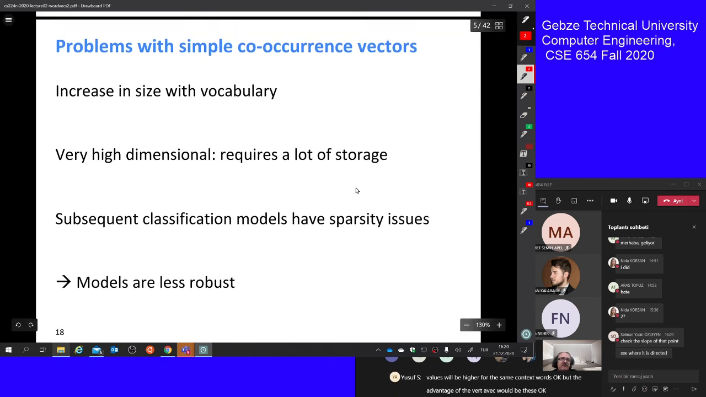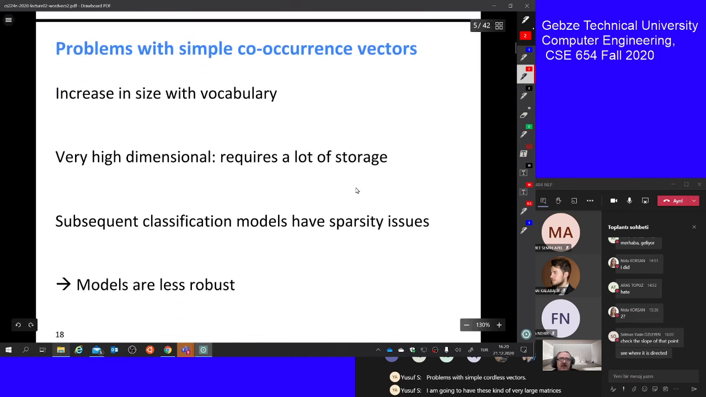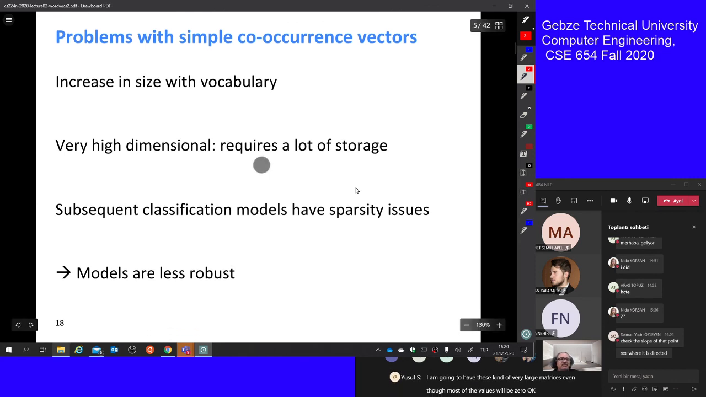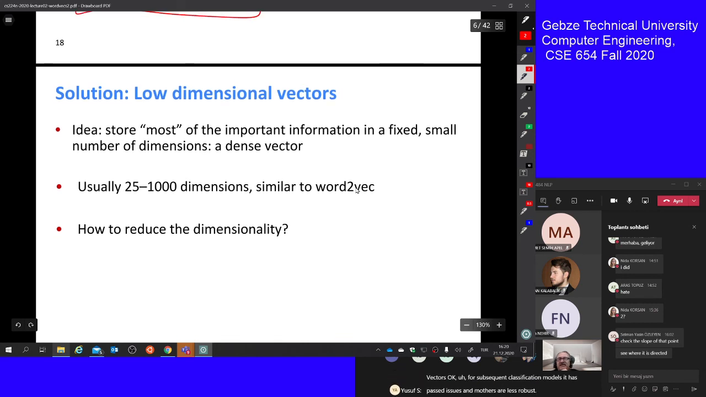Problems with simple co-occurrence vectors: I am going to have very large matrices, even though most of the values will be 0. It requires a lot of storage for the high dimensional vectors. And for subsequent classification models, it has sparsity issues and models are less robust. The results are not coming back very nicely. Word2vec is the solution.